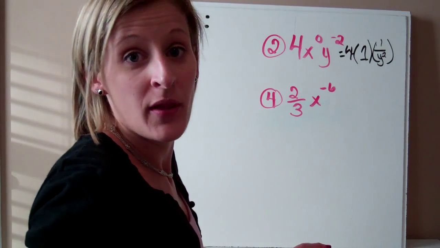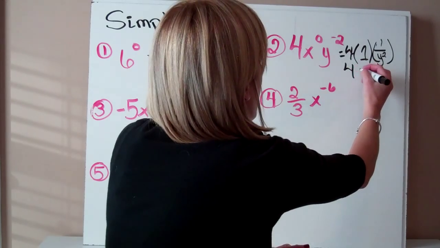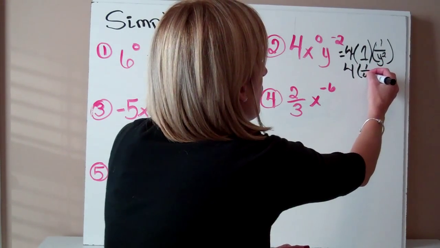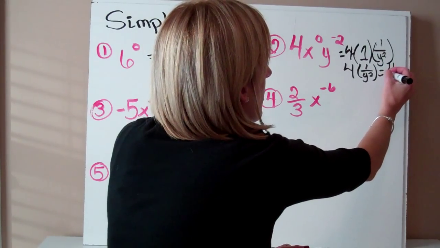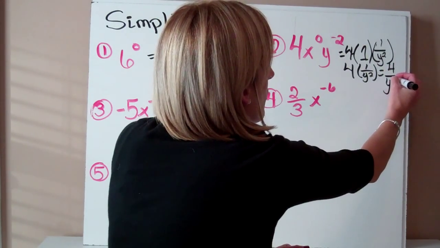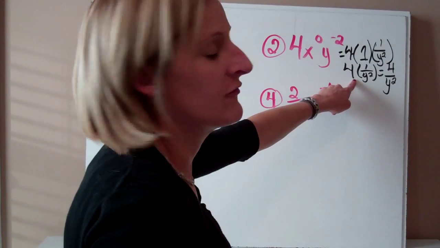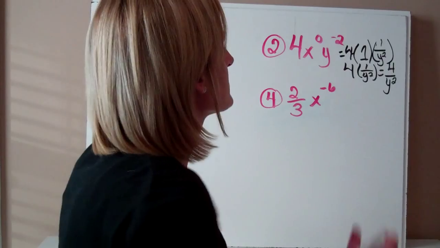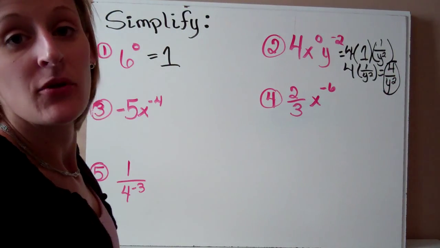Now we're going to multiply all this. So 4 times 1 is 4. And then I want to do 4 times y squared. And that's going to get me 4 over y squared, because this 4 is like 4 over 1, multiply across. So here's my answer.